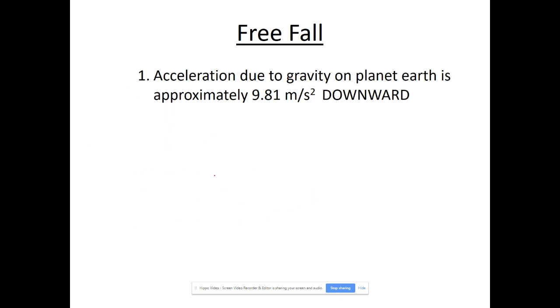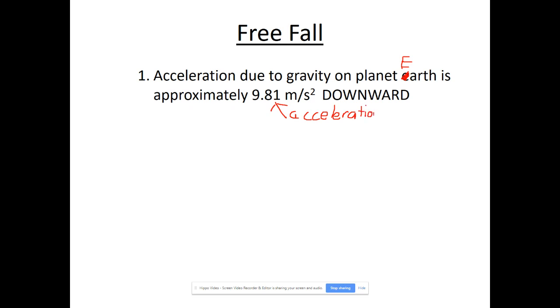Other things to know when we're talking about free fall. When you're in free fall, gravity is always pulling you down, right? That's something we can feel. On planet Earth, it's pulling you downward at 9.81 meters per second squared. That's an acceleration, like it says.